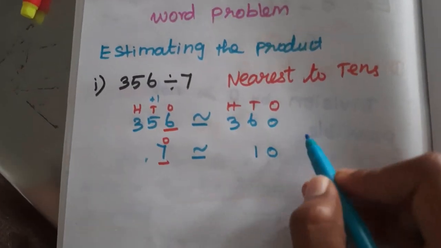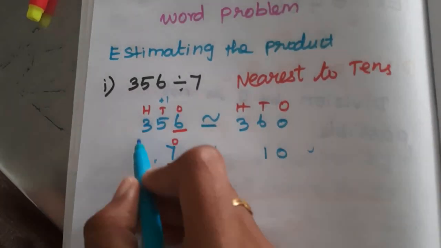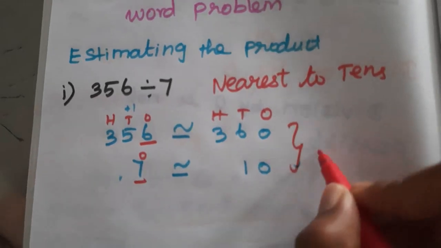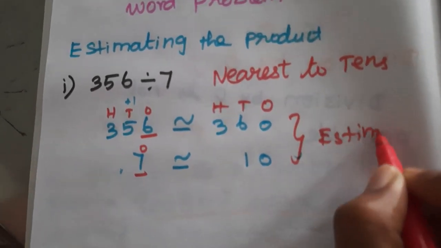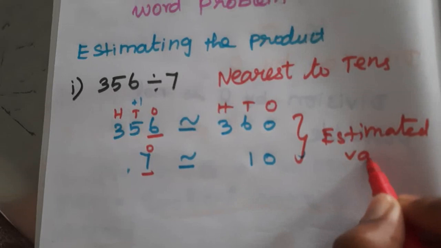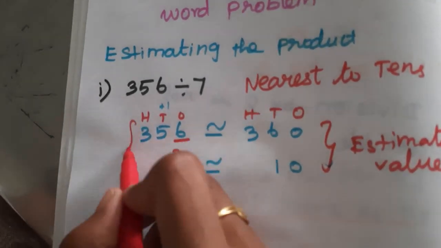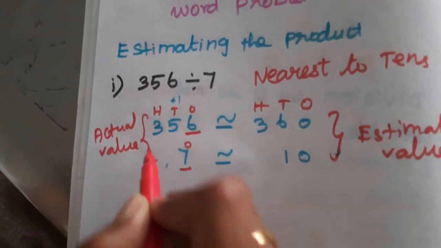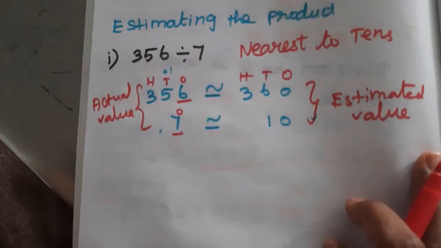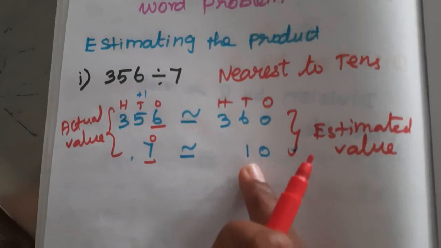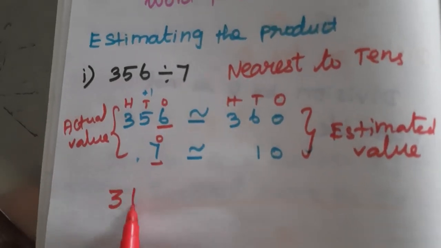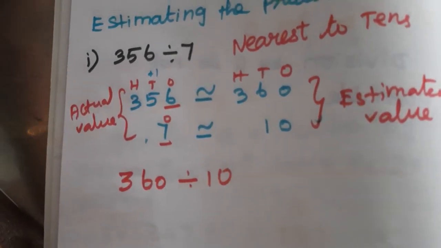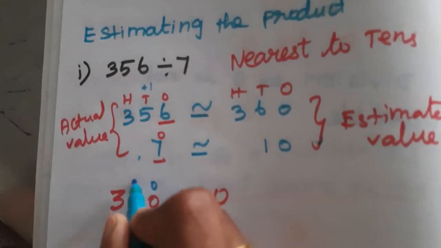Okay. So this we have to call it as estimated value. This one we call it as the actual value. Okay, see here, this one is estimated value. You already know very well which is estimated value and which is actual value. Okay, actual value and estimated value. Now we have to divide this estimated value. Listen carefully. 360 divided by 10. Okay, 360 divided by 10. First we have to write the places.